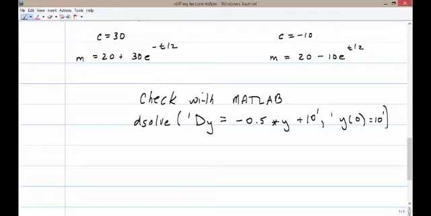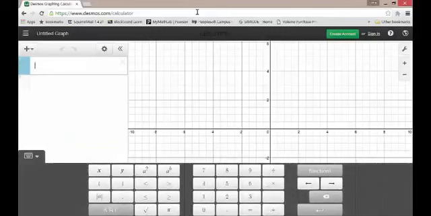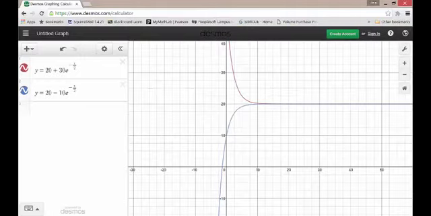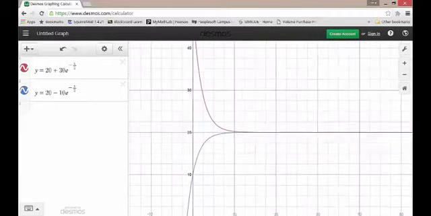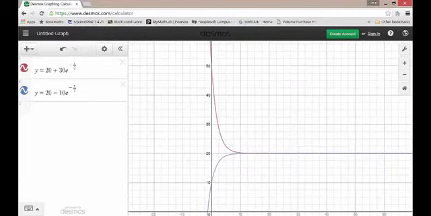Lastly, I want to go to a graphing program I love called Desmos, and it's just desmos.com. And what I'm going to do is type in the two equations I came up with. What I love about Desmos is you can easily move the screen around, you can stretch it out. I'm using a tablet computer, but you can also do that pretty easily with your mouse. And you can see that these are two particular solutions from the same general equation.